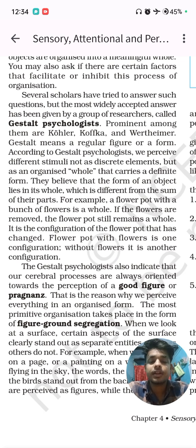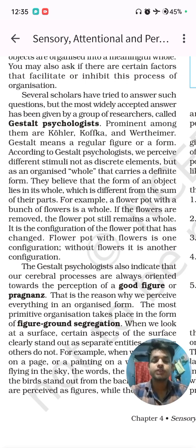Gestalt means a regular figure or a form. According to Gestalt psychologists, we perceive different stimuli not as discrete elements, but as an organized whole that carries a definite form. They believed that the form of an object lies in its whole, which is different from the sum of its parts.